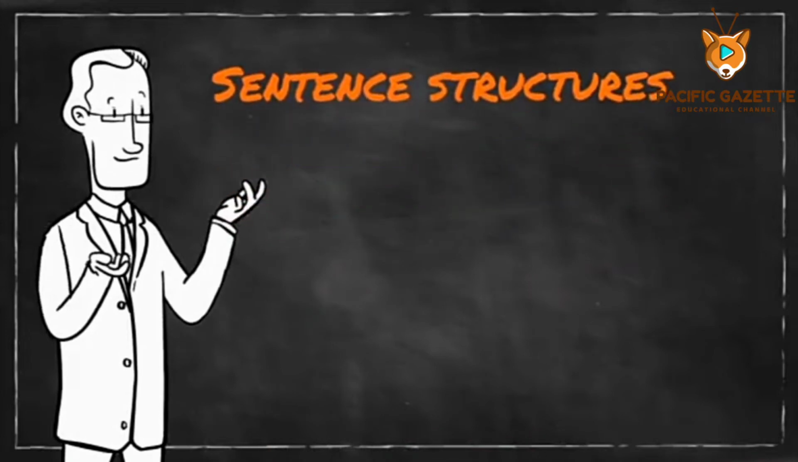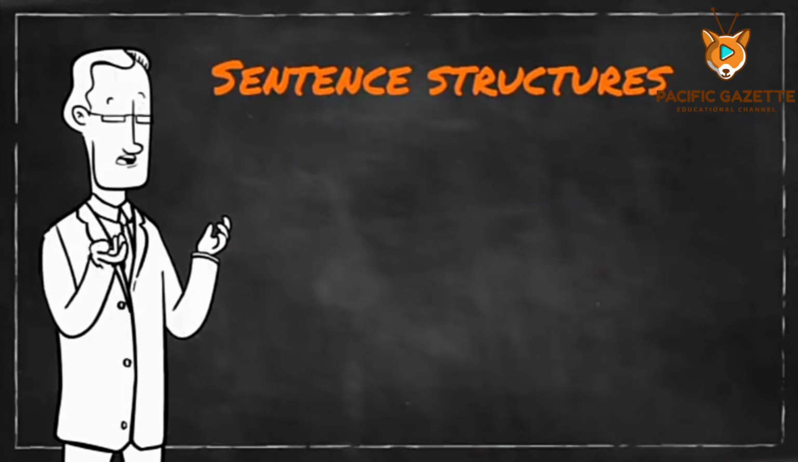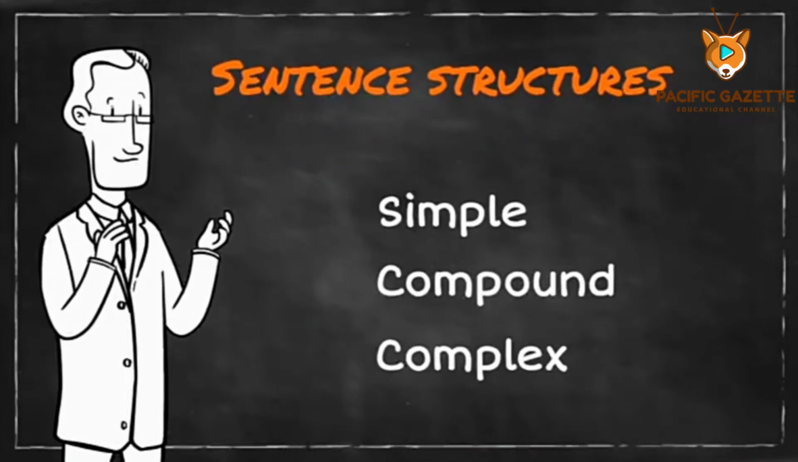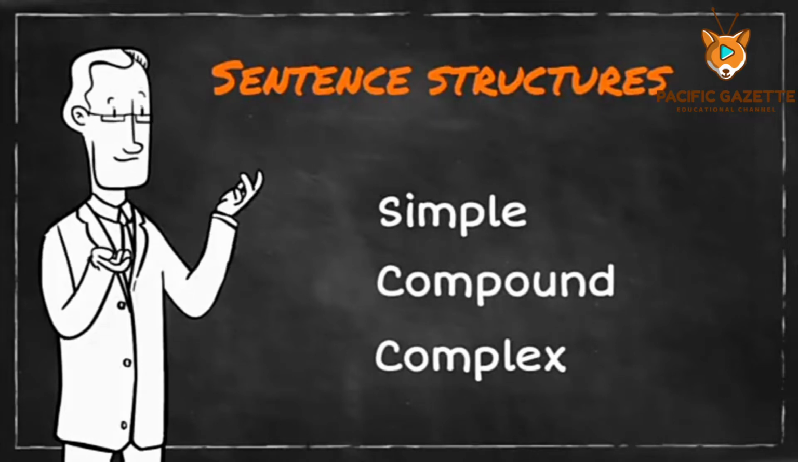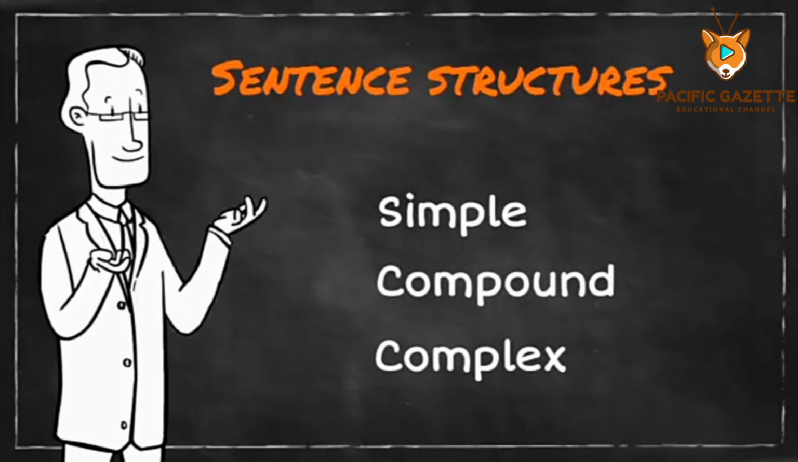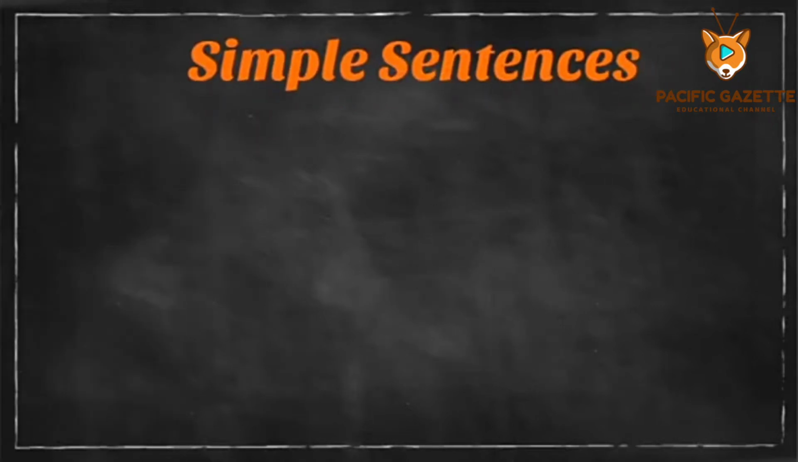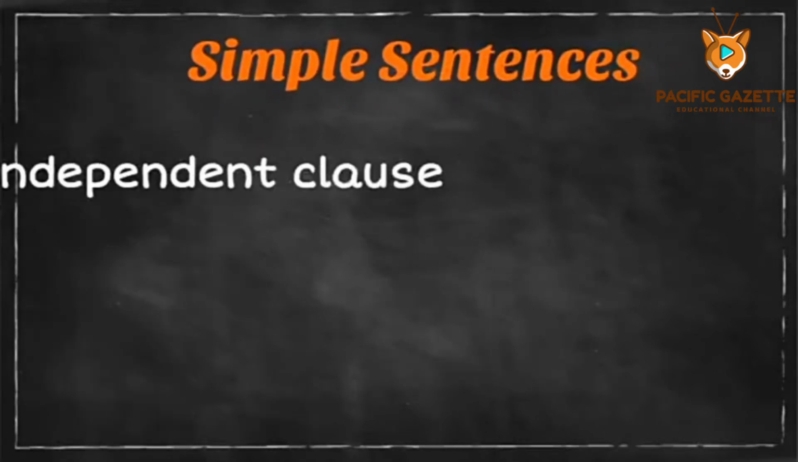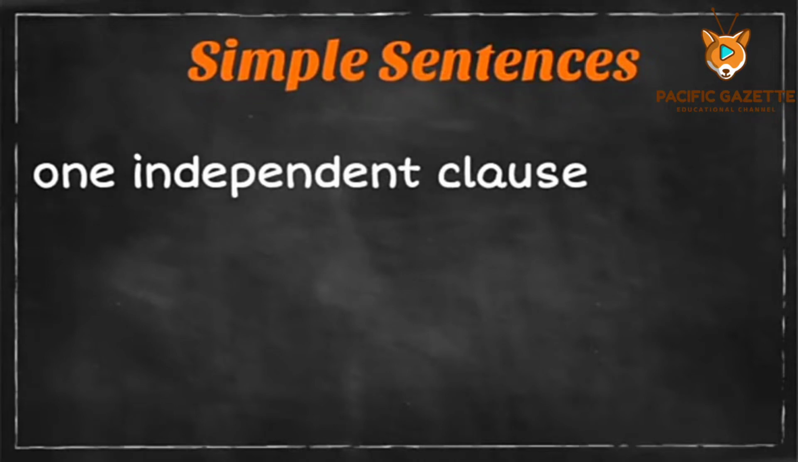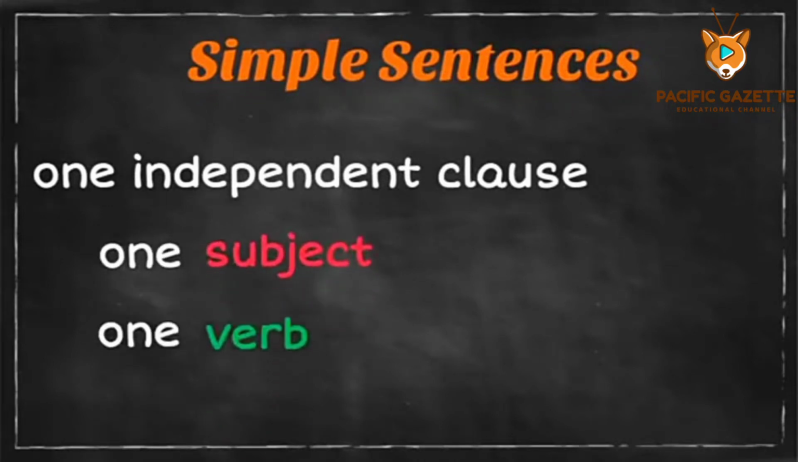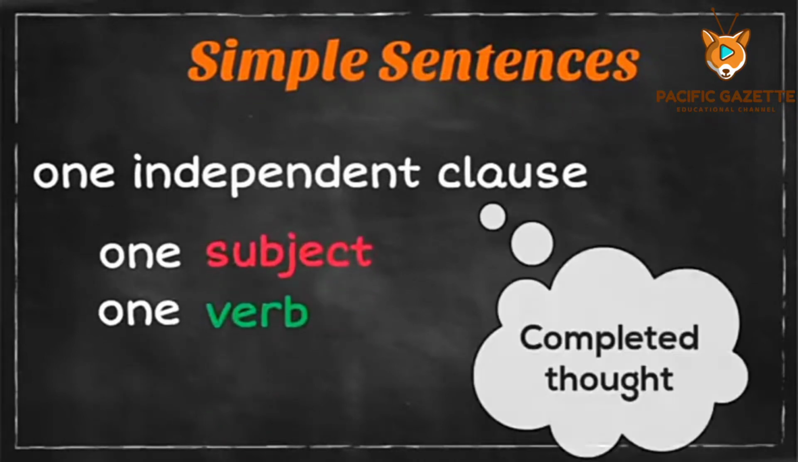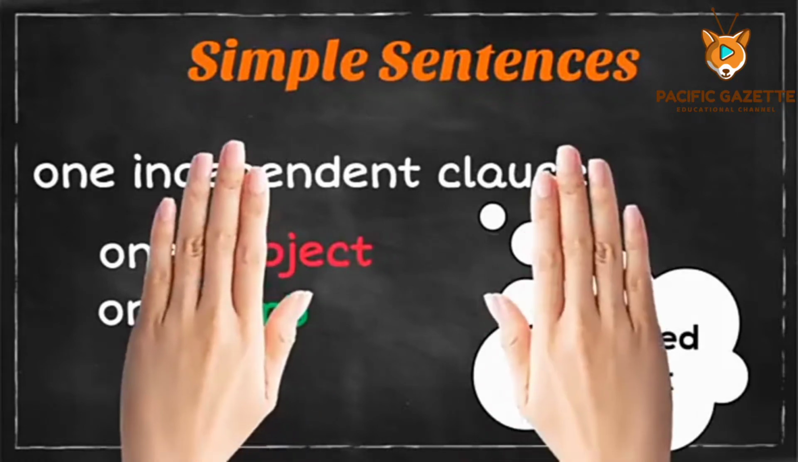Before we proceed to our lesson, let's have a review first on sentence structure. We have three structures. They are simple, compound, and complex. The first structure is the simple sentence. It means one independent clause. It has one subject and one verb. It has a complete thought.